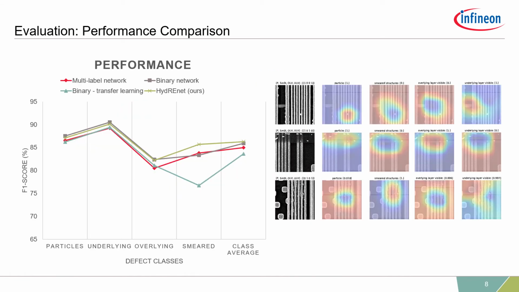For a comprehensive evaluation, we first compared the performance of the different network architectures. There is no significant difference for the strongly represented classes. However, the HydREnet is particularly convincing for the minority classes.